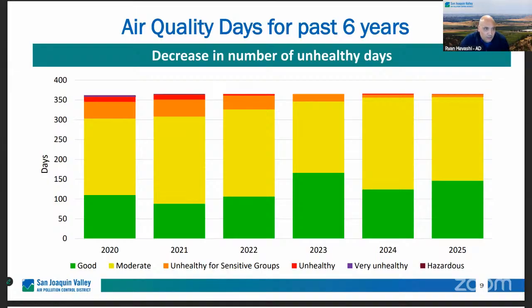Whereas in 2024, you can barely see it, but there's a little red line at the very top of 2024, which is unhealthy.